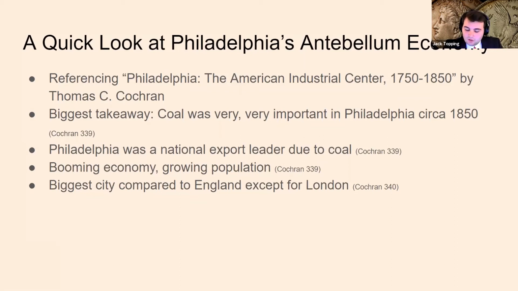With Cochrane writing, quote, "Coal made the port of Philadelphia the national leader in volume of exports," end quote. Cochrane on the next page further adds, quote, "The area that by 1854 consolidation of city and country was to become Philadelphia contained 500,000 people. It was bigger than any English city save London," end quote. So what does this tell us? It tells us that Philadelphia was a booming city, having a growing population, and it was the leading exporter in the US, more than any other city, thanks to coal.